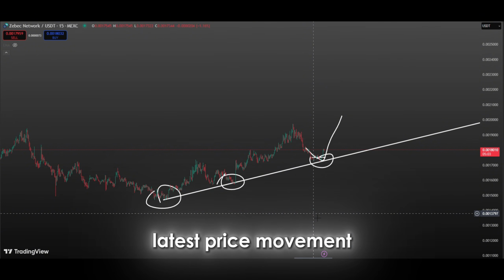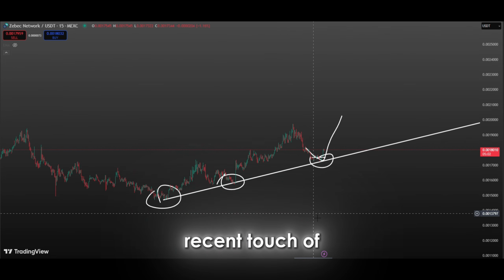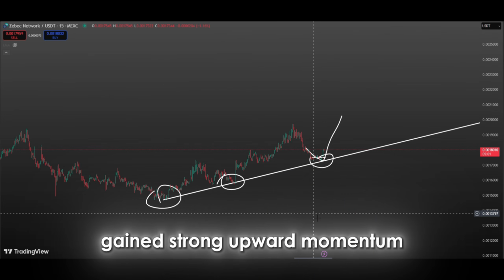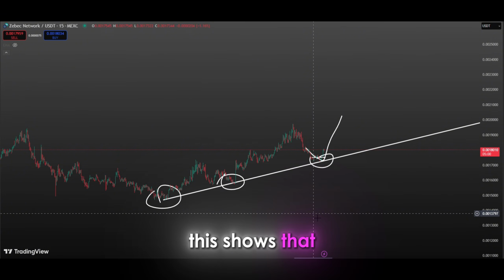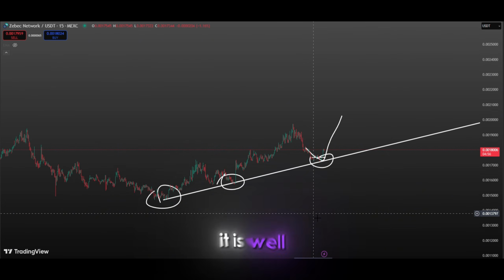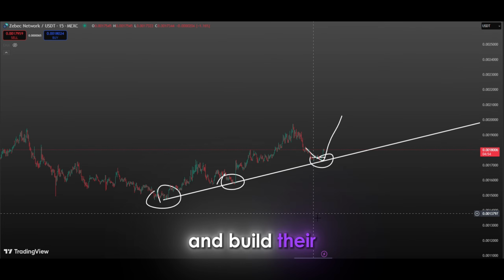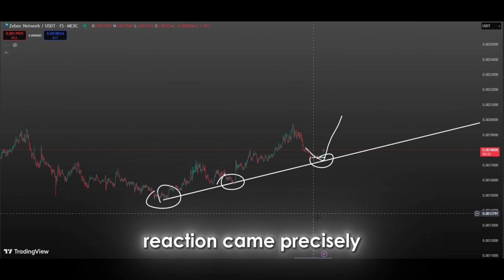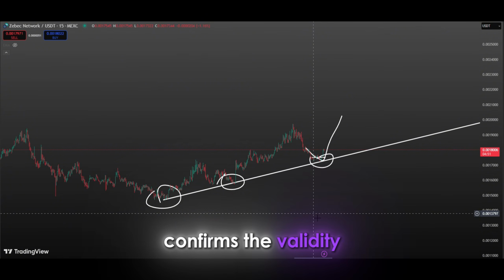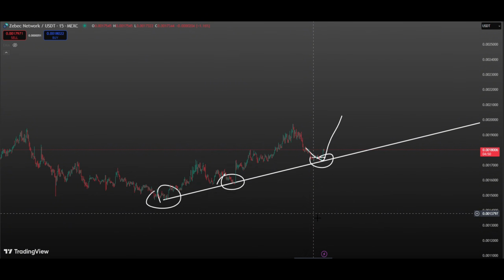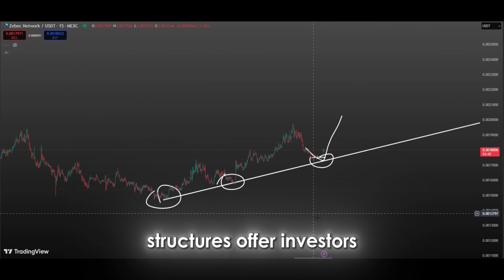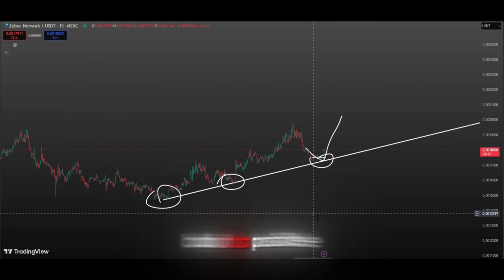Looking at the latest price movement, we observe that after the most recent touch of this trend line, the price has gained strong upward momentum. This shows that the market still views this trend line as an opportunity zone and that investors continue to take positions at these levels. It is well known that large players and institutional investors approach such trend lines with caution and build their strategies accordingly. Therefore, the fact that the most recent price reaction came precisely from this line once again confirms the validity and impact of the trend.